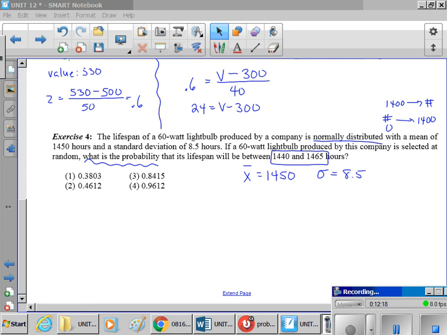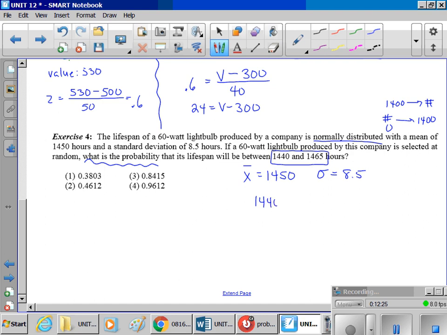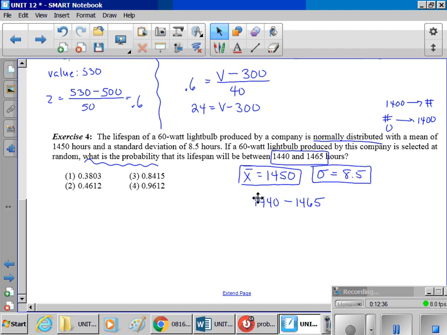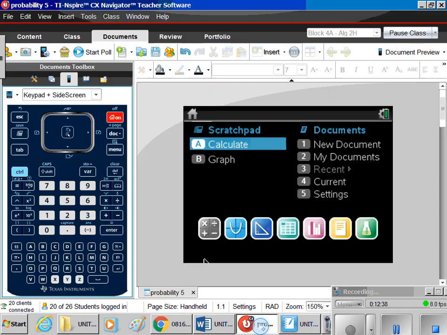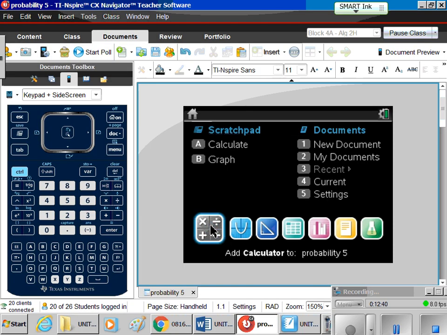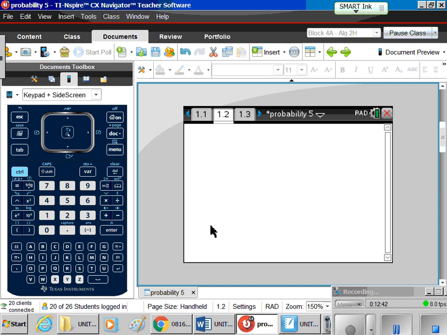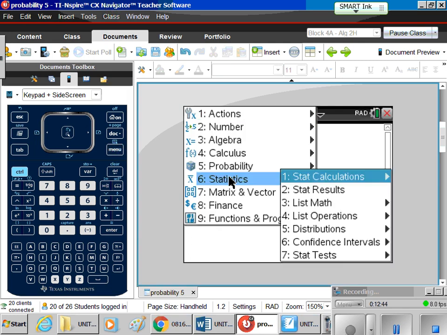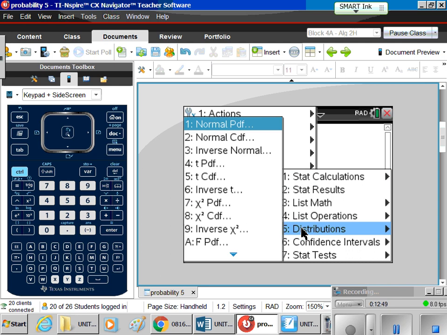But before we get there, let's think about the numbers that we need. We need to know our span. Our span was 1440 to 1465. We also need our standard deviation and our mean. So those are the 4 things that we need to be able to put into our calculator. So from our regular calculator, we're going to go to menu, statistics, distributions. So 6, 5, norm CDF is 2.